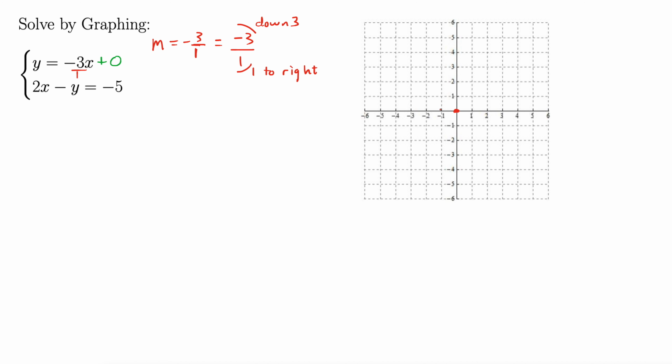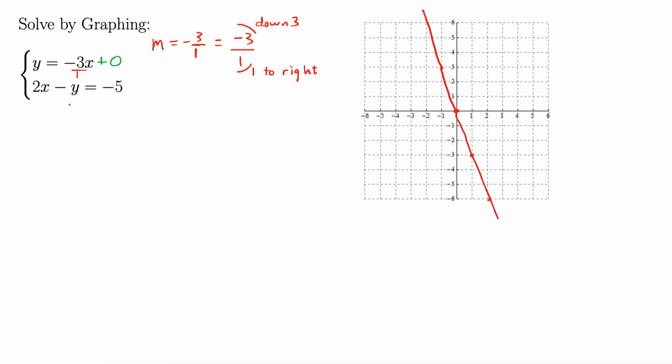Right, so there we go, right through 0, and then we'll go down 3 over 1. So down 3 over 1, down 3 over 1, etc. You don't need to do more of these, but you can. Up 3, left 1, and so on. Connect the dots to get your line. There we go.